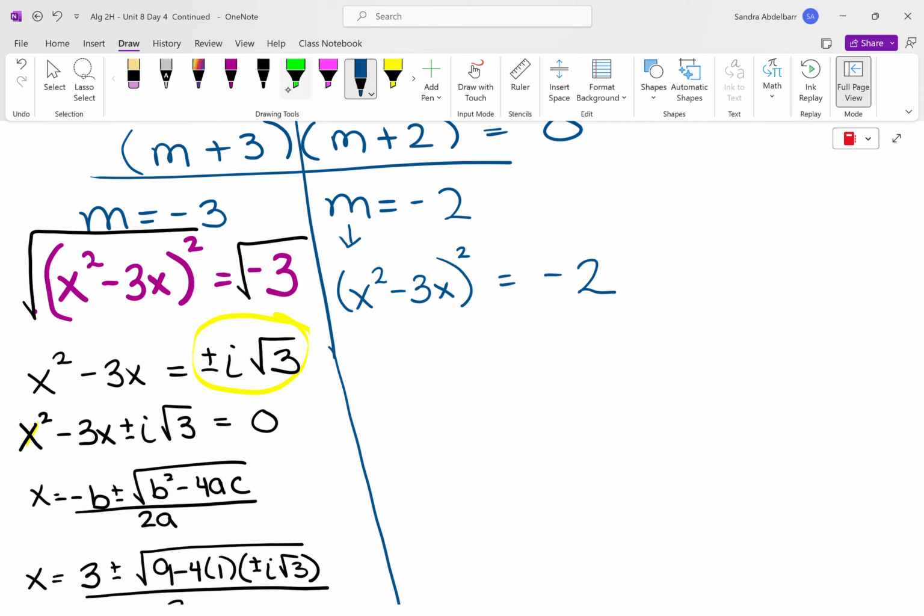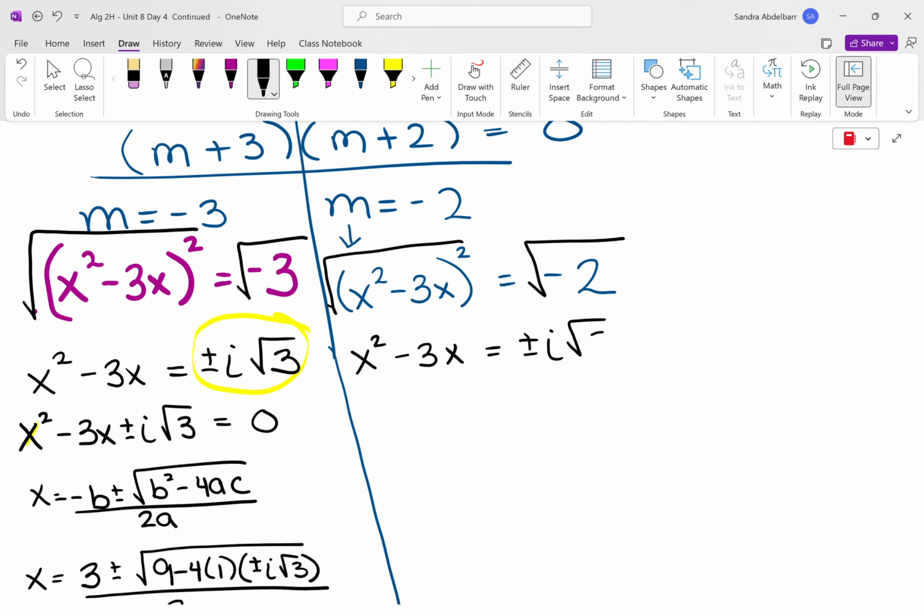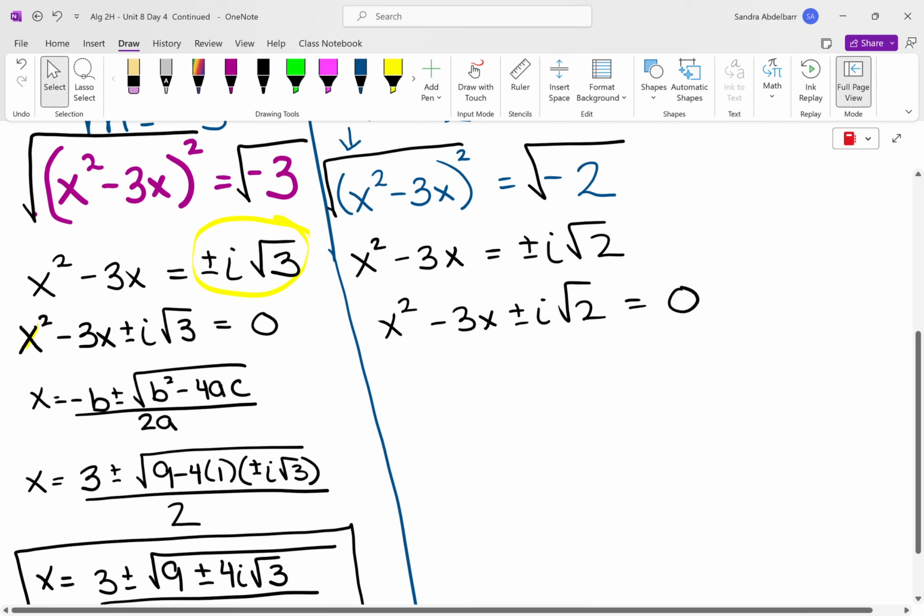Now we solve for x. To undo a square, we will take the square root of both sides. So now we have x squared minus 3x equals plus or minus i root 2. Same thing we just did. I'm going to move that plus or minus i root 2 to the other side. And now I will use the quadratic formula.